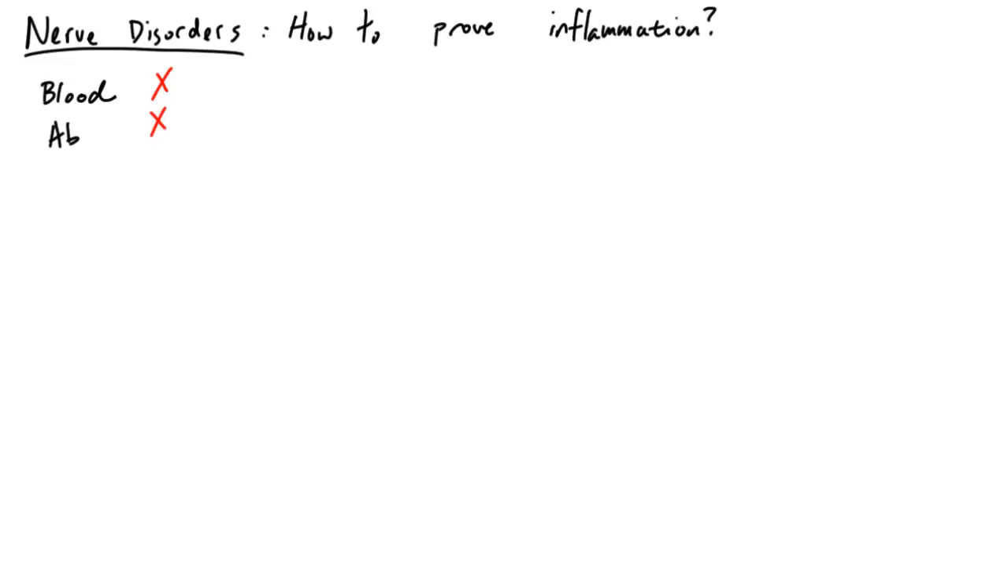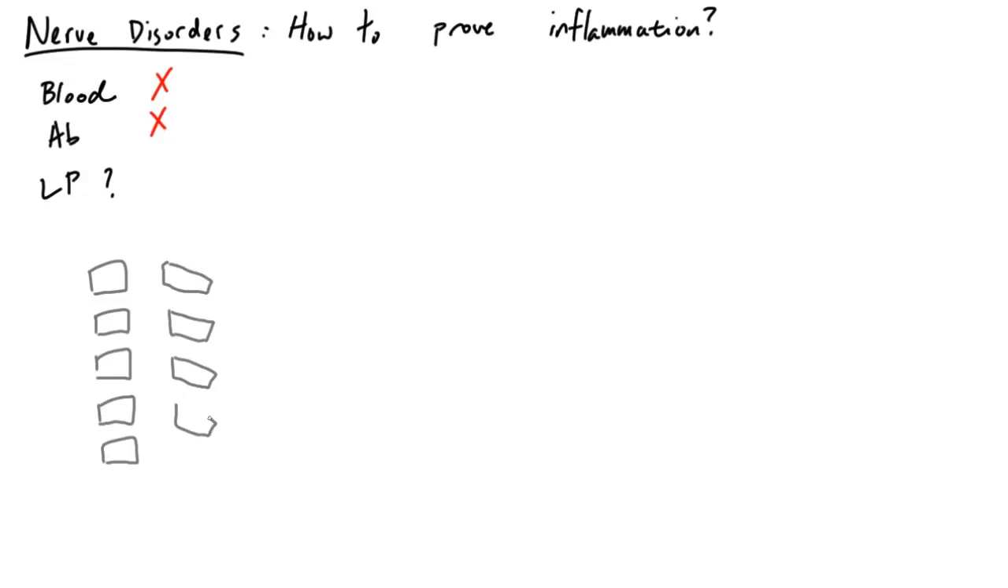What else could we do? How about a lumbar puncture? Does a lumbar puncture tell us about inflammation in the nerve? Let's think about that. When we do a lumbar puncture, where is it done? It's done at L4-5, maybe L3-4, the lower lumbar area. And where does the spinal cord end? Spinal cord ends at L2. Good, so L4-5 is actually below the spinal cord. It's the area of the what?